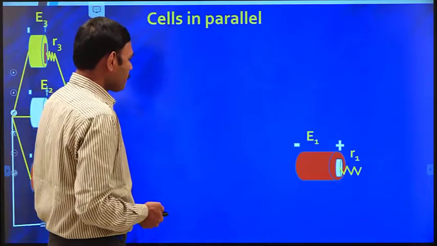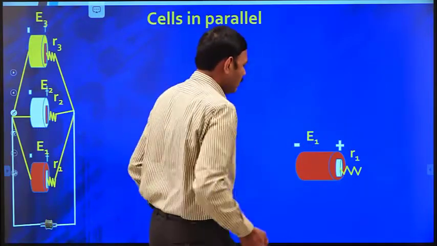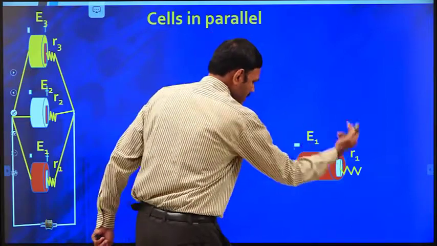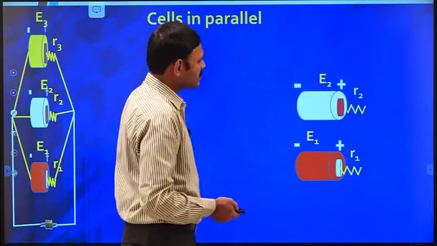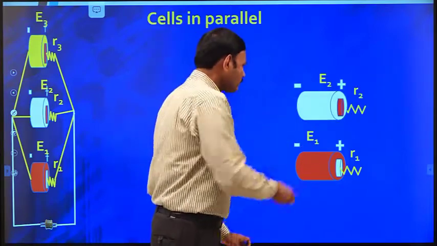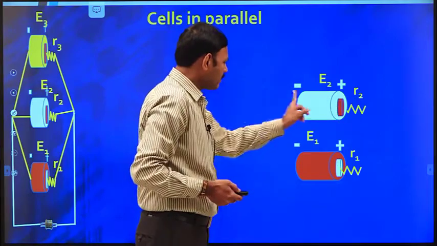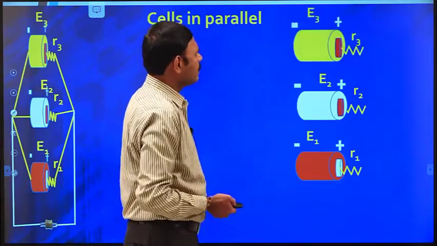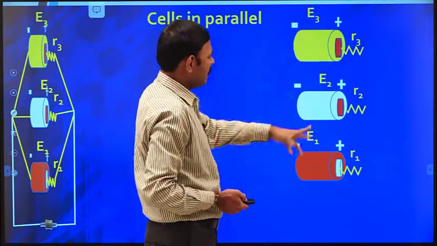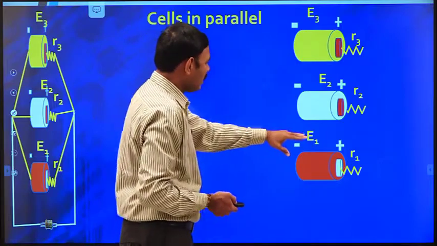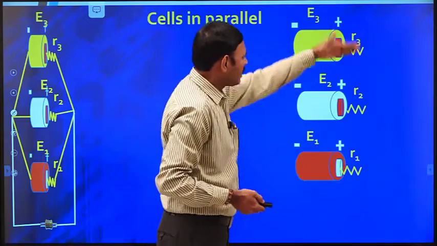So, let us see. Take the cells which we connected in series. Now, let this be the first cell of EMF E1 and internal resistance R1. This is the positive terminal and this is the negative terminal of the given cell. Let us consider a second cell of EMF E2 and internal resistance R2, with its positive and negative terminals. Consider a third cell of EMF E3 and internal resistance R3. The cells are similar, having EMFs E1, E2, E3 and internal resistances R1, R2, R3 respectively.